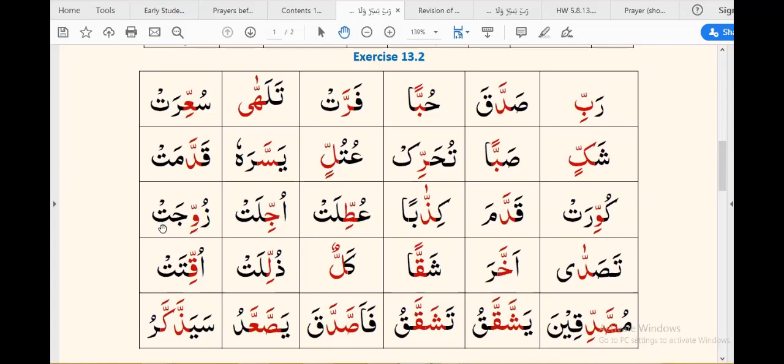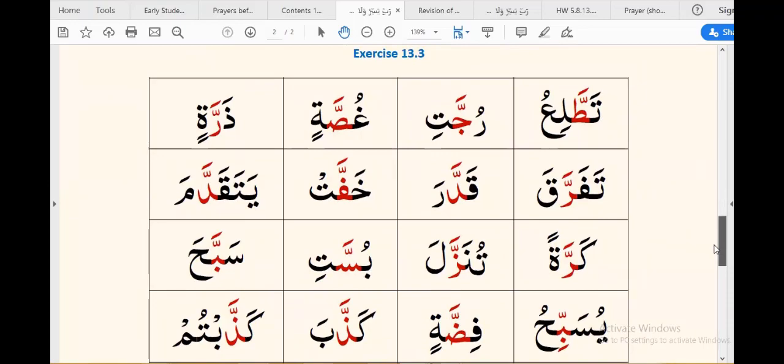Zuwijat. Well done. Really good try. Zuwijat. Excellent. Well done. Really nicely read. Jazakumullah for your help. Keep revising that rule, okay? Jazakumullah. So that was some examples from exercise 13.2.